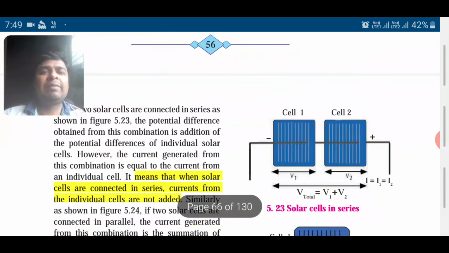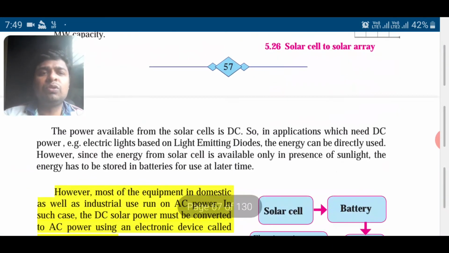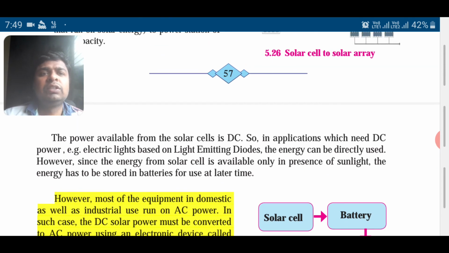Now page number 57 is cancelled, so no need to read that. If you want, you can read it for information, but it will not be asked in the exam. The power available from a single cell is very little. So we join many of them in a particular arrangement, and we get the required output.